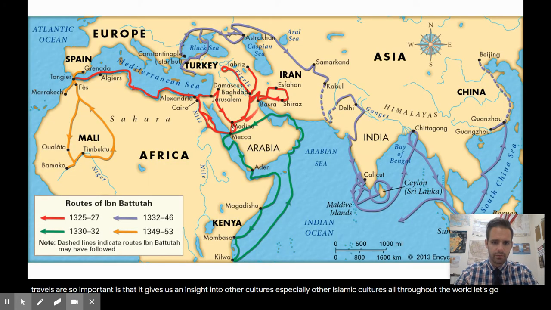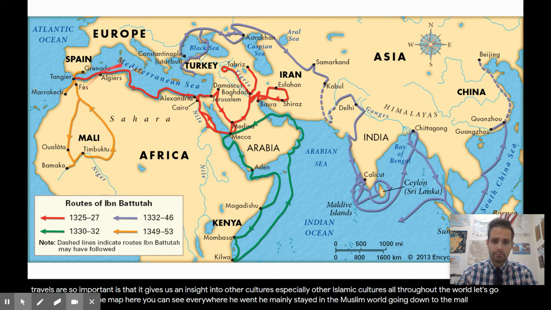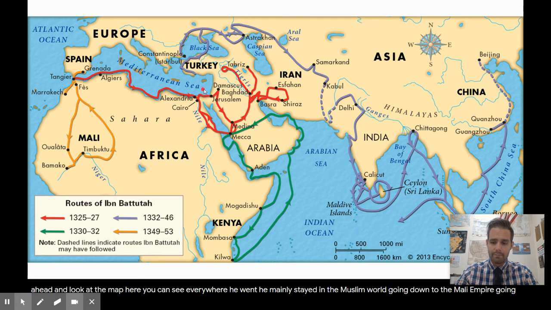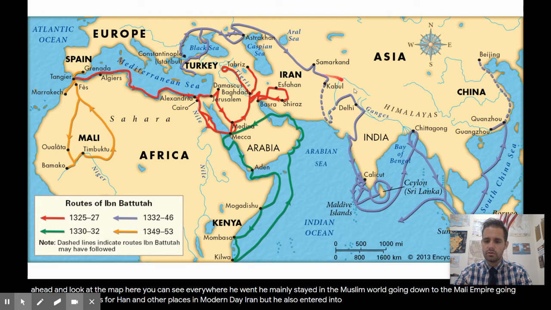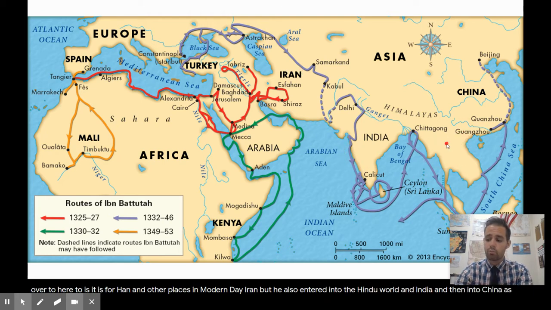Let's go ahead and look at the map here. You can see everywhere he went. He mainly stayed in the Muslim world, going down to the Mali Empire, going over to Baghdad, even coming up here to Isfahan and other places in modern day Iran. But he also entered into the Hindu world in India and then into China as well. So he's an incredibly well traveled individual.